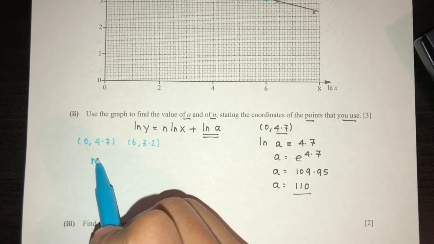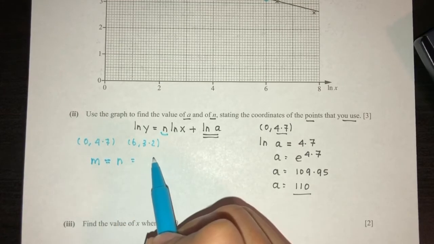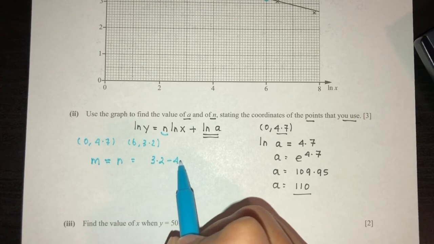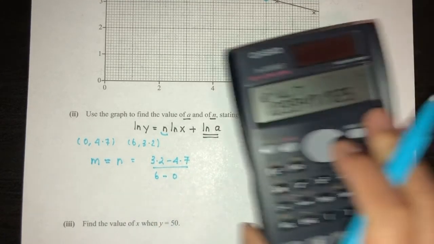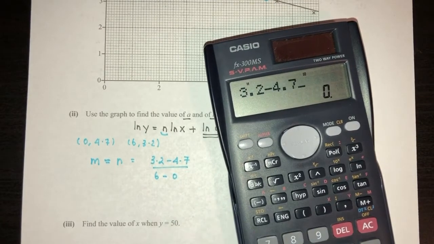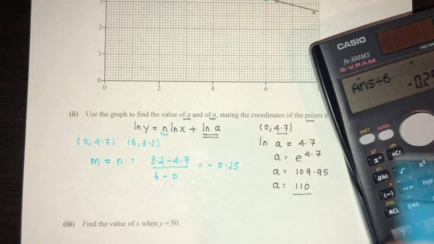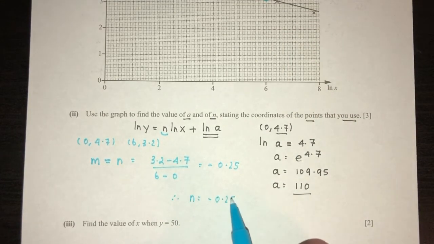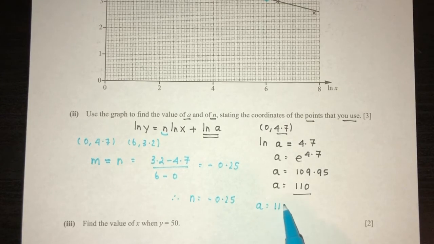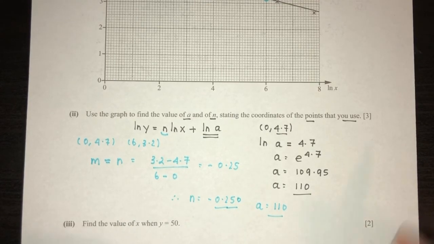That is always your choice. Now, m is a gradient, but it is also equal to n according to your equation. That will be y2 minus y1 divided by x2 minus x1, divided by 6. That will be minus 0.25. So here you go. You have n equal to minus 0.25, and a will be 110. Correct to 3SF. Of course, put 0 here, 3SF. That will be question part 2.